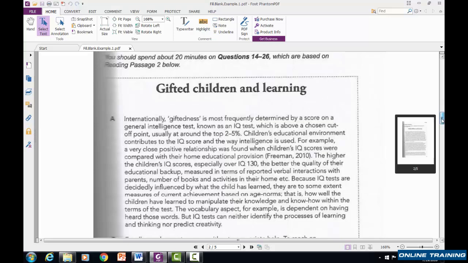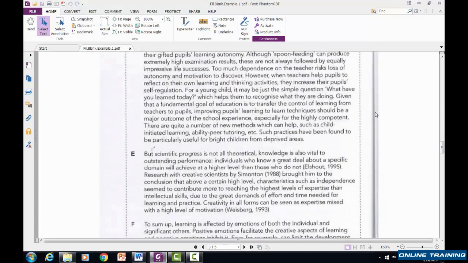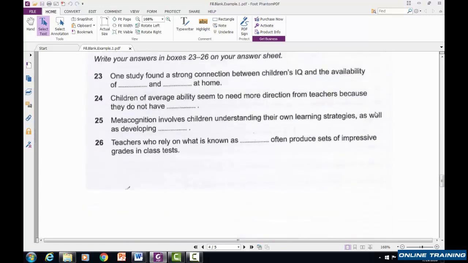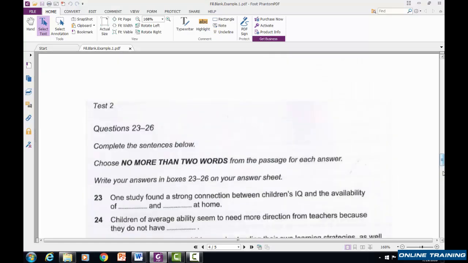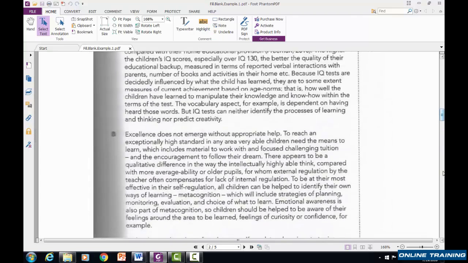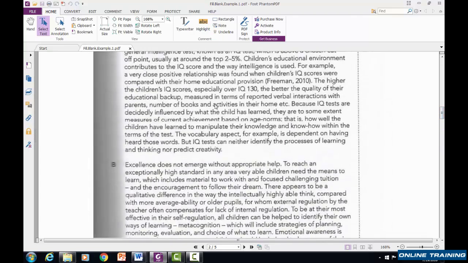If we look back at the question, children's IQ, home. We have to have two words that are connected to the word home. So the answer for number 23 will be books and activities, because those are the two words that are directly connected to the word home. So that's our answer. That's the answer to number 23.